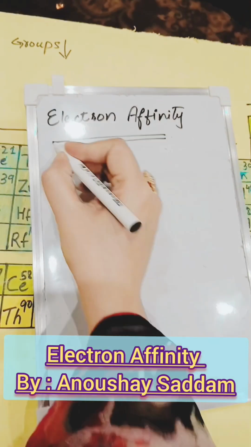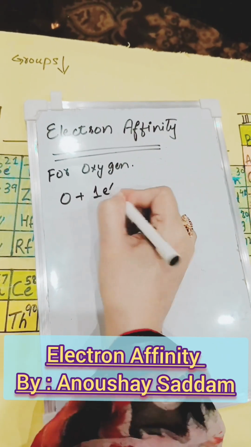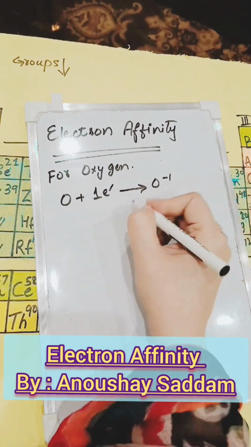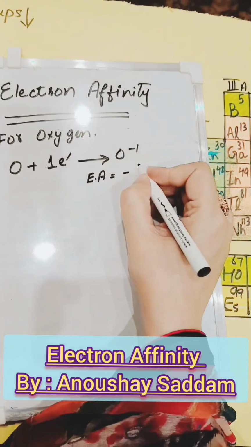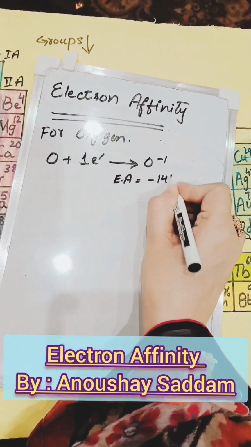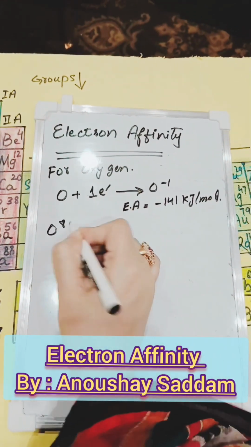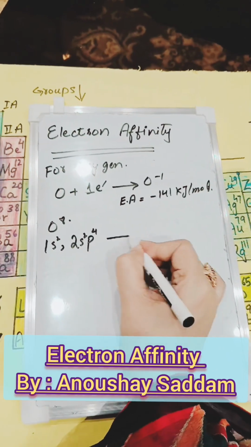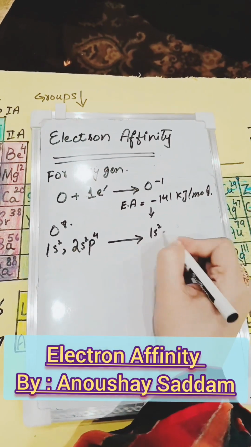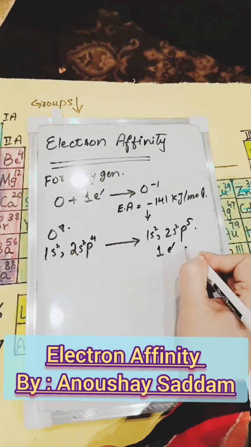Similarly, in another atom, oxygen, when one electron is added, oxygen becomes an anion, and a minus 1 sign appears on it. First, oxygen has electronic configuration 1s2, 2s2, 2p4. Now as one electron is added, its electronic configuration changes to 1s2, 2s2, 2p5. So its electron affinity is minus 141 kilojoule per mole.